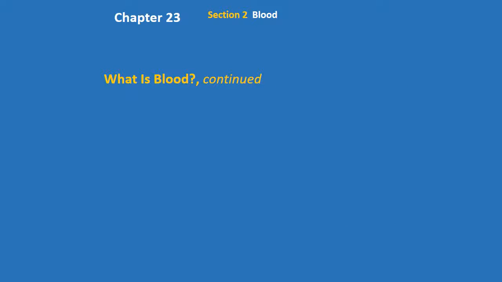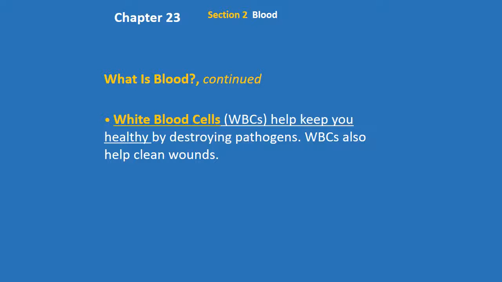Go to white blood cells. White blood cells, WBCs. They help you be healthy. And they're part of the lymphatic system. They destroy pathogens and help clean wounds. They have a lot of functions. There's like 5 different types of white blood cells. They are the search and destroyers of the body, the military, the nurses and doctors.